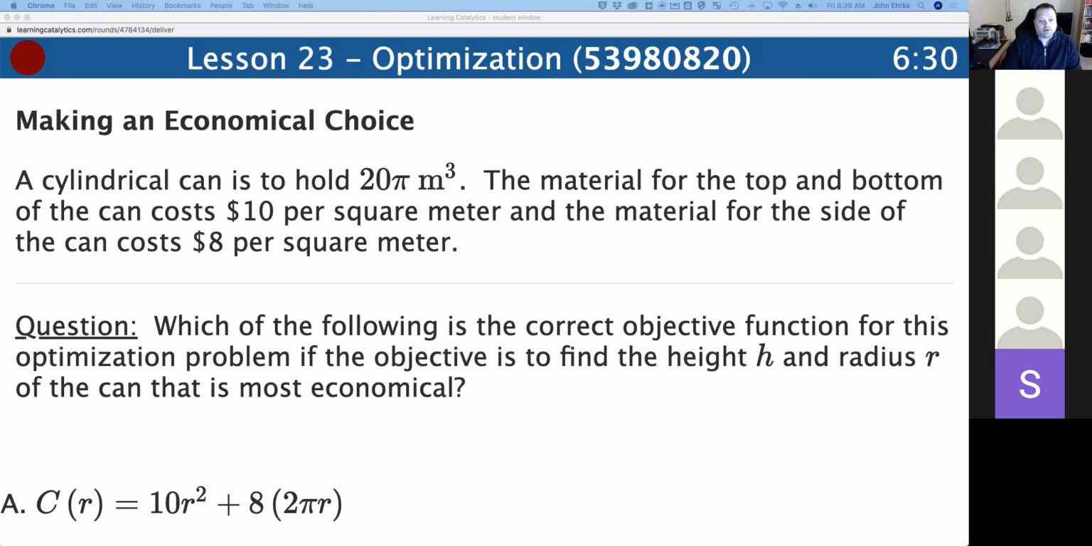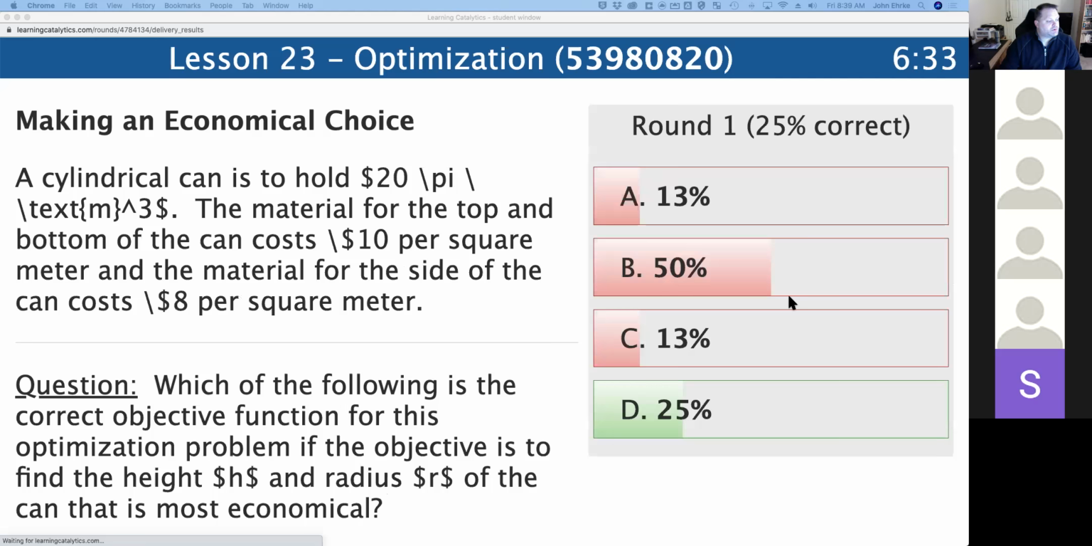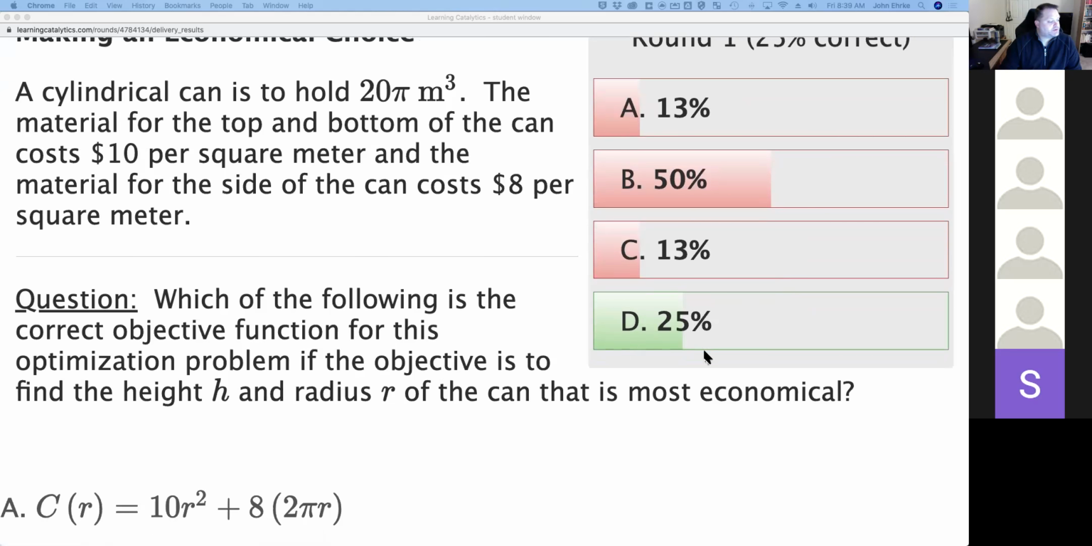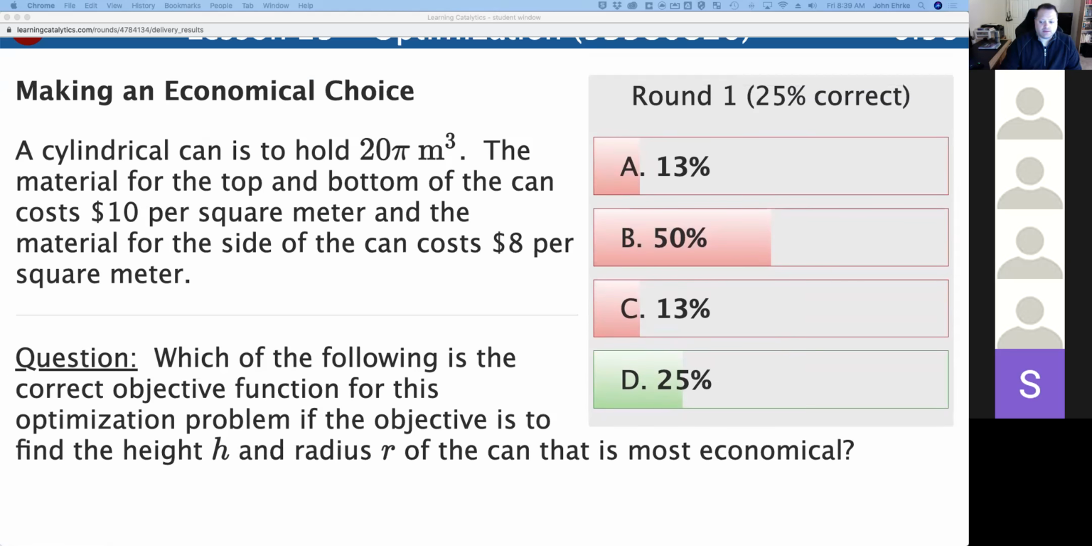All right, so here are our results. We're a little split. The correct answer turns out to be D. Let's take a look at it.